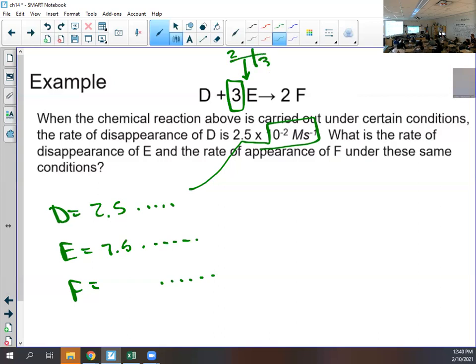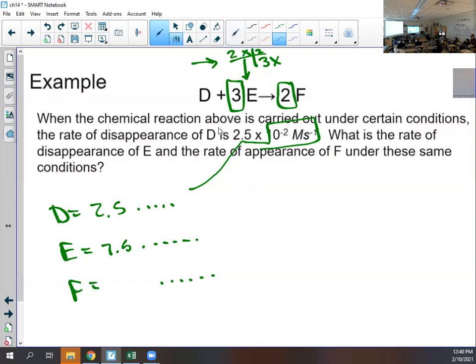So I'd have a 3 and a 2. I'd have what I don't want, that's the coefficient in front of E, and then I have what I do want, which is the coefficient there. So we're doing this same process. We're just doing it in our head since it's easy numbers. But be careful there.